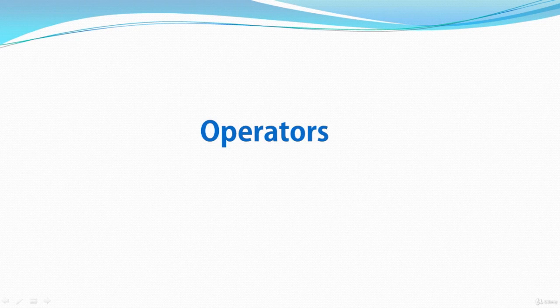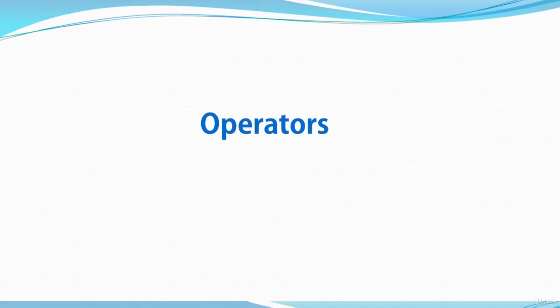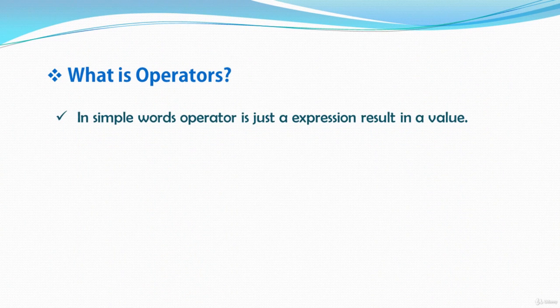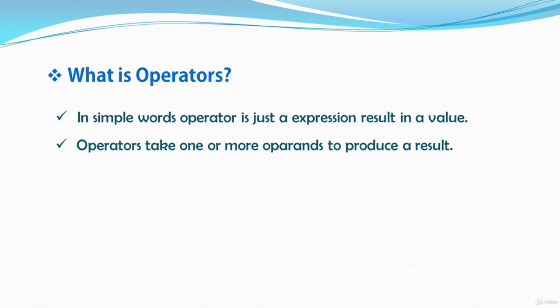We mostly use operators to specify our expressions because using operators, you can compare two values, you can add, multiply, divide and do so many things. Now the question is, what is an operator? In simple words, an operator is just an expression resulting in a value. An operator takes one or more operands to produce a result.